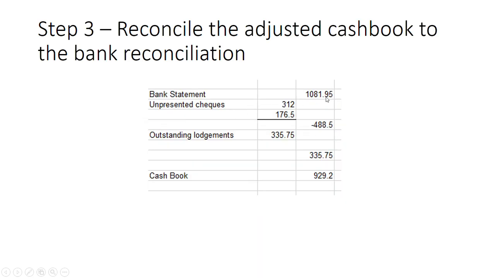And so that there: £1,081.95 minus £488.50 of unpresented checks, and add back £335.75 of outstanding lodgements. That is what the cash book figure is.